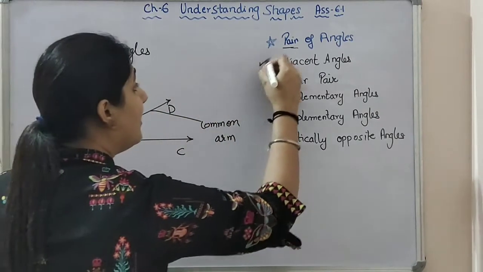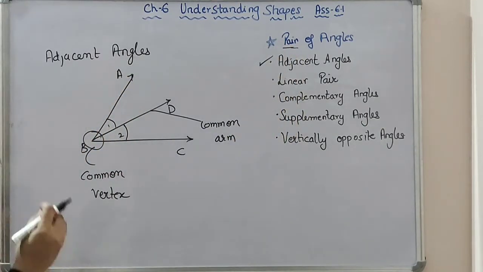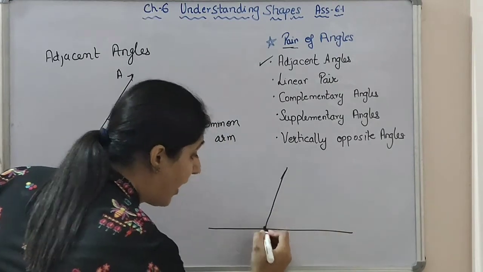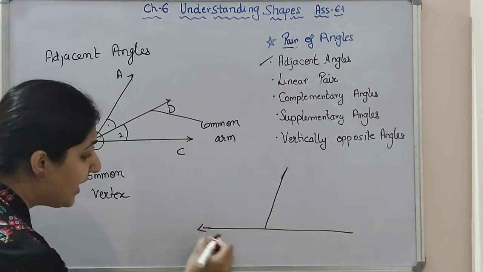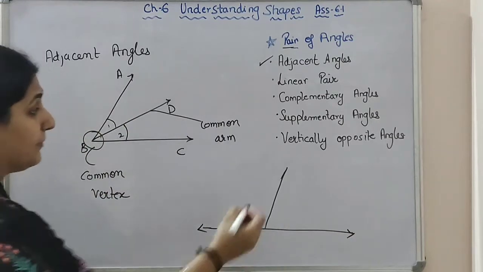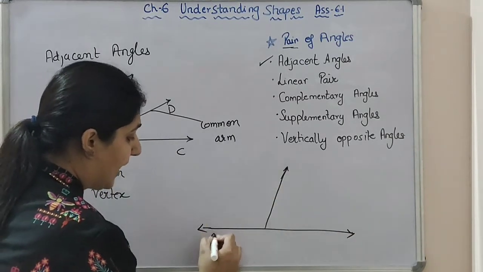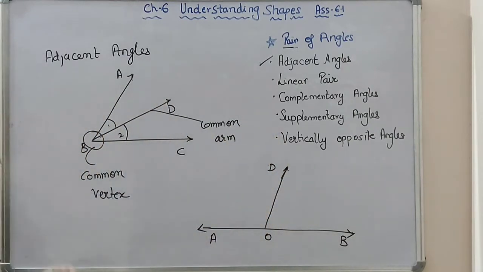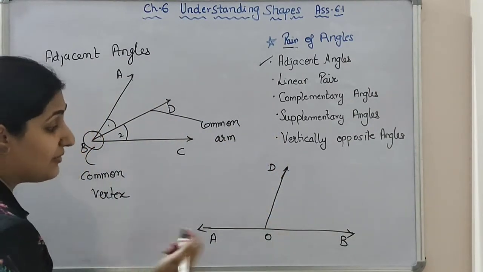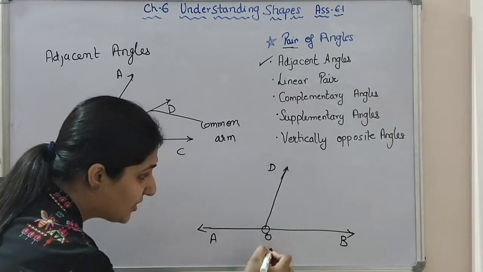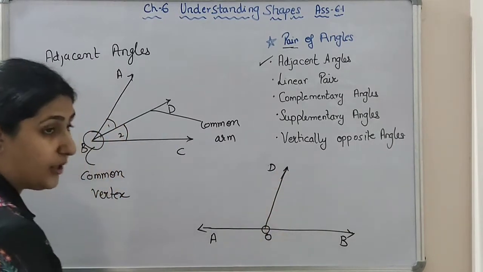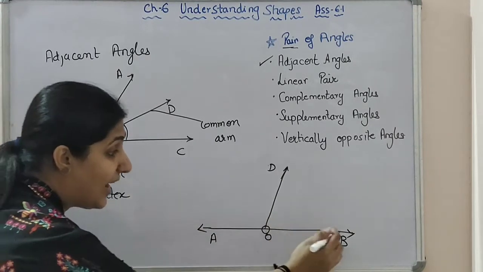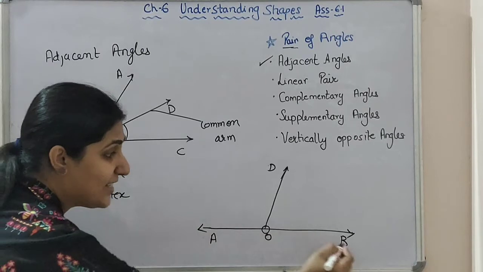And when the pair of adjacent angles is there and their uncommon arms lie in a straight line, okay, so it is A, O, B and we can write D over here. Now we have two adjacent angles. Why? Because they have a common vertex, that is O, and a common arm, that is OD. So they are adjacent angles, but their uncommon arms are lying in a straight line, that is AB.